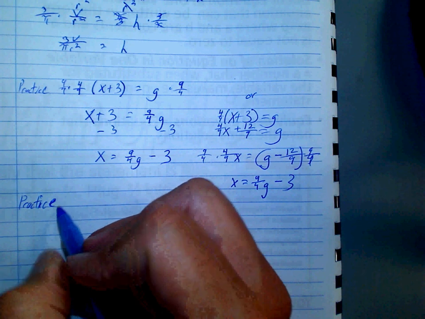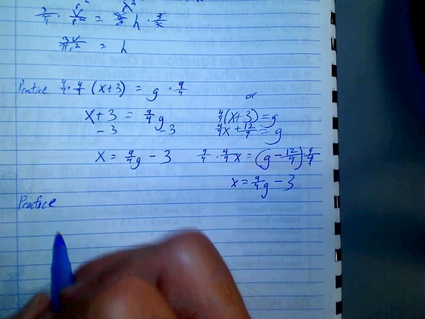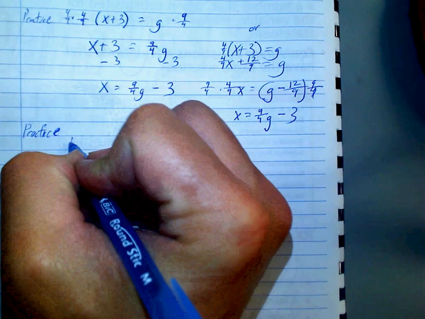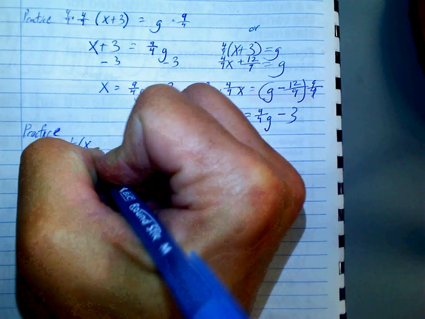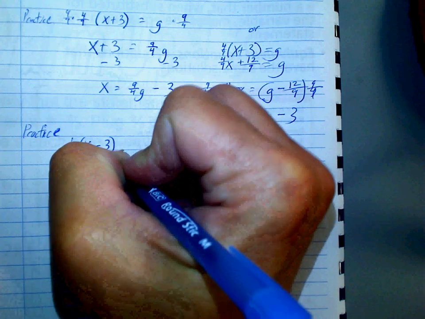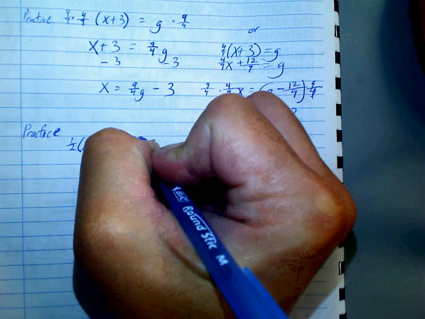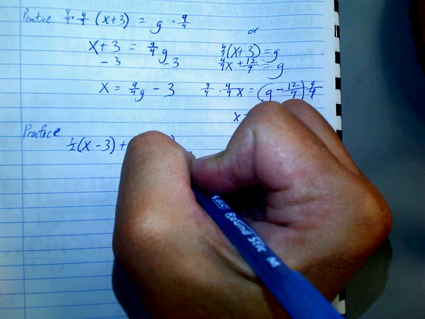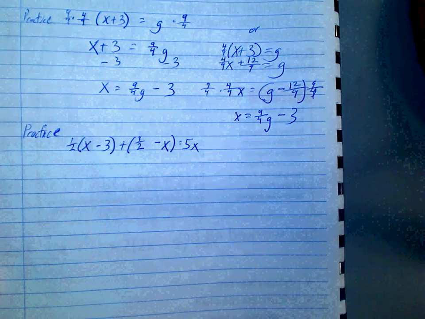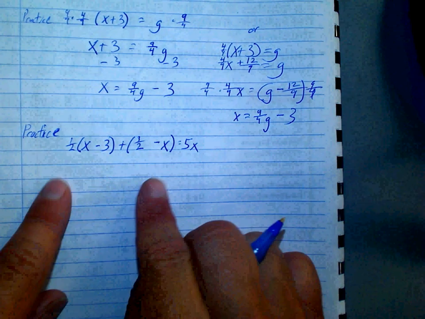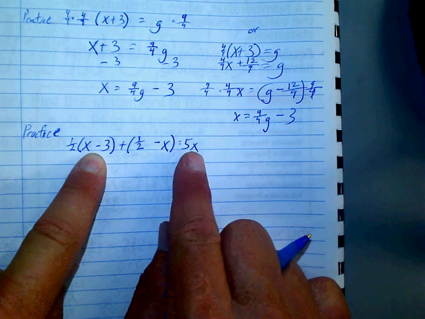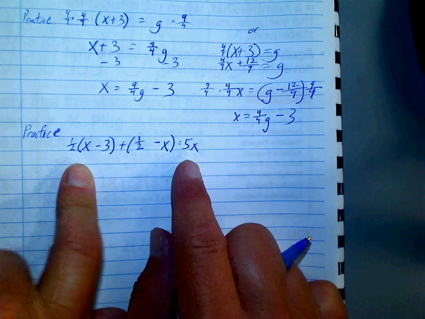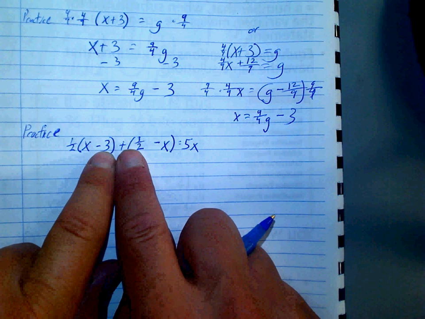All right, here's another practice. 1/2 times x minus 3 plus 3/2 minus x equals 5x. On this one, there is only one unknown, so let's see if we can solve for x. Very complex. You got x's on both sides. X's are everywhere.